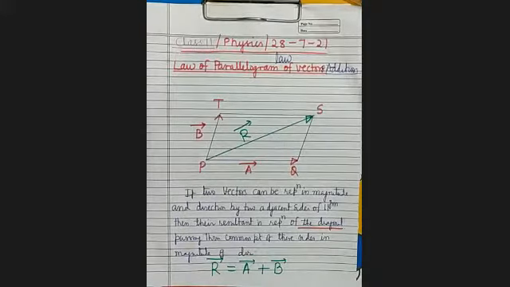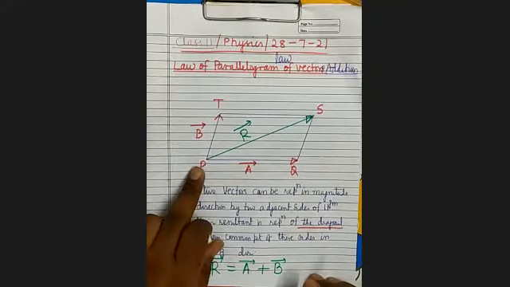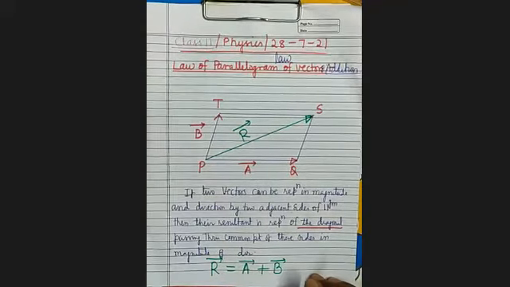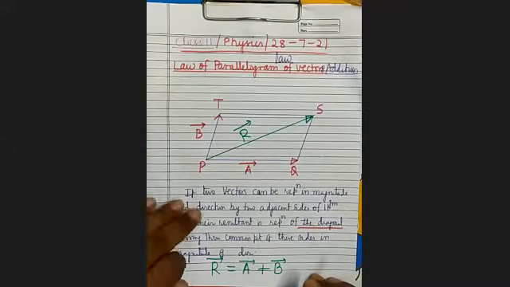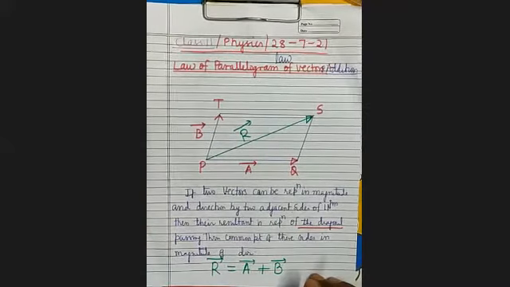What is the parallelogram law of vector addition? If two vectors can be represented by two adjacent sides of a parallelogram in magnitude and direction, then the resultant will be represented by the diagonal which passes through the common point of these two sides. Now we will verify this, which we have learned earlier, by the triangle method.